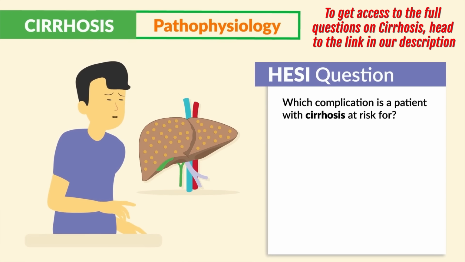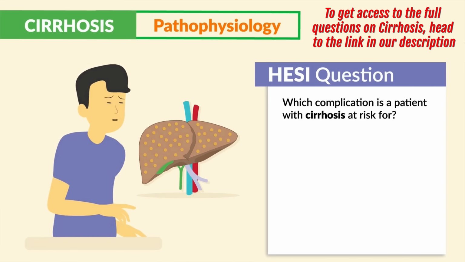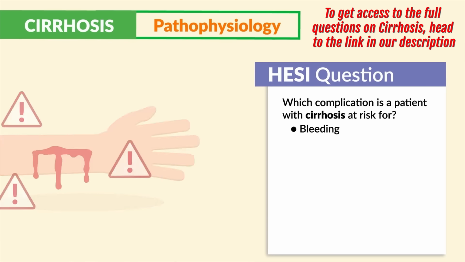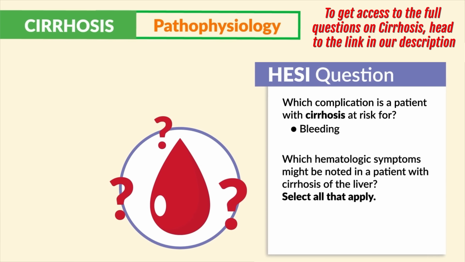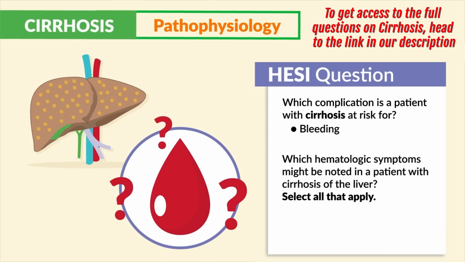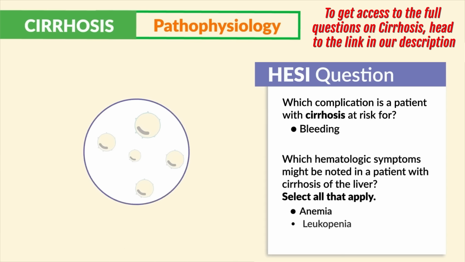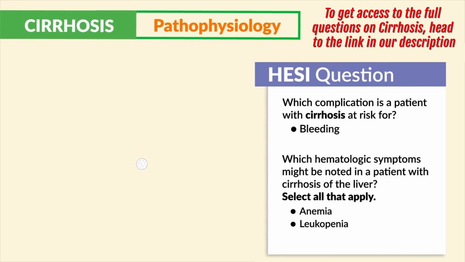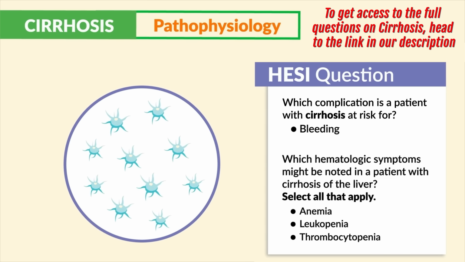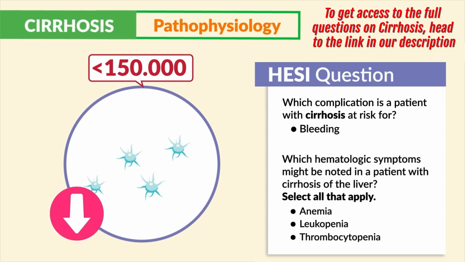So HESI mentions, which complication is a patient with cirrhosis at risk for? And the answer is bleeding. And another question, which hematological symptoms might be noted in a patient with cirrhosis of the liver? Select all that apply here. Anemia, low blood volume, leukopenia, low white blood cells, and a big one here, thrombocytopenia, low platelets under 150,000. Now, before we get ahead of ourselves here, just focus on the thrombocytopenia. We'll talk about anemia and leukopenia when we start talking about portal hypertension.